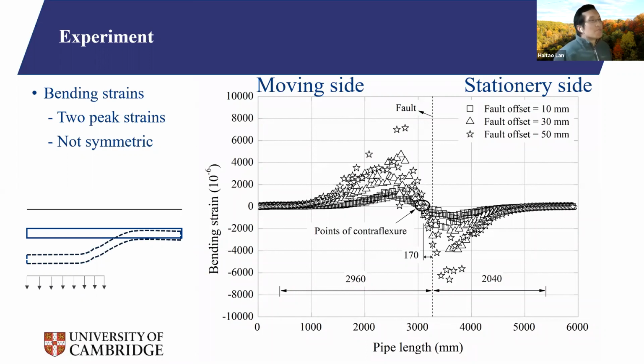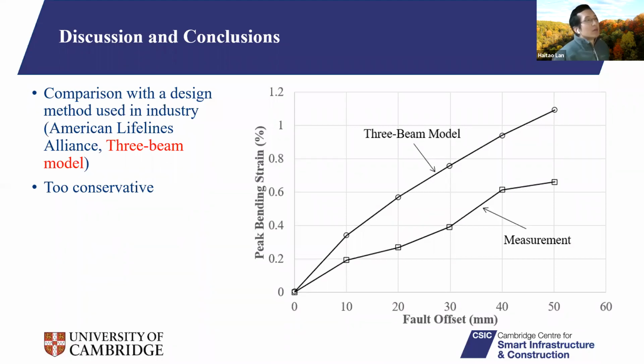After we obtain this bending strength, we compare to the design tools, that is a standard from America, called the American Lifelines Alliance, ALA standard. They use the design equation called the 3-beam model. And you can see the results. So the y-axis here, that's the peak bending strength, and x-axis here, that's the fault offset or ground movement from 0 to 50. And you can see that the design equations, their data is much higher. So it's too conservative. So why is it like that?